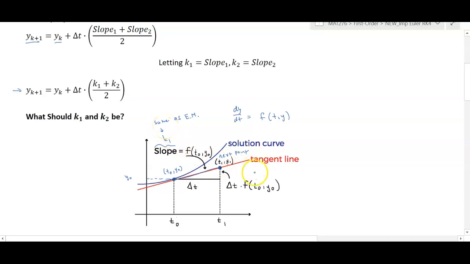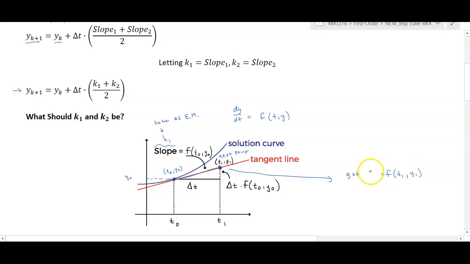Except now, what we're going to do is take this point that we got, and we are going to compute the slope based on that ordered pair right there. So next, get the slope f of t1, y1.